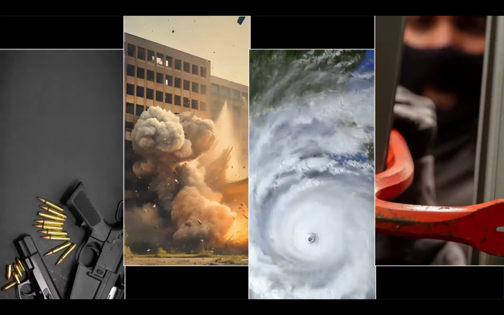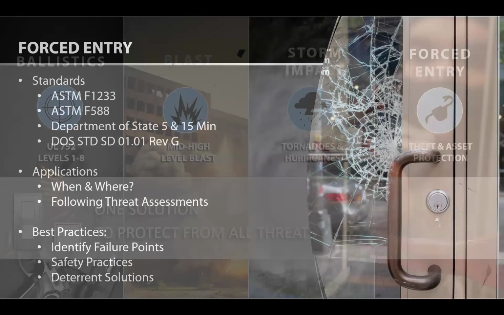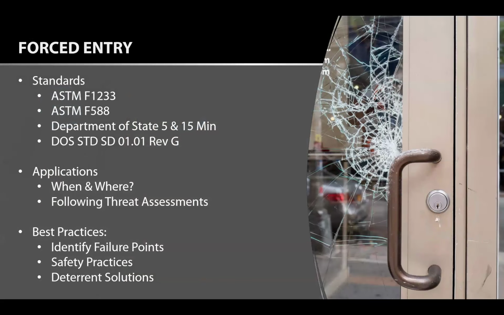So I just want to ensure that everybody understands that all of these different types of windows and doors help protect against all of these different types of threats, including the next one we're going to be discussing, forced entry. Now, there are 3 requirements when you do forced entry rated testing, but they vary depending on what the actual standard may be. Essentially ASTM F1233, 588, and then the Department of State's most up-to-date testing for 5 and 15-minute ratings. There are 3 things that remain pretty uniform across all these different standards.